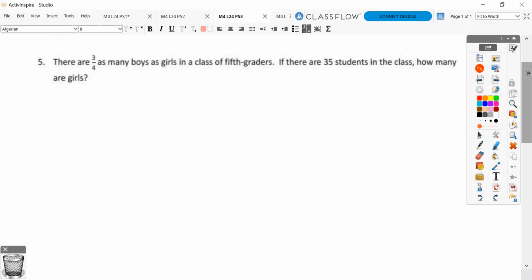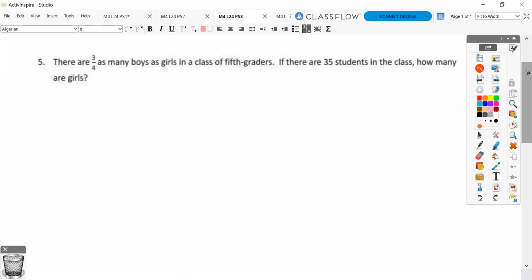Let's draw a picture though, right? Like always, let's do a tape diagram to represent this. All right, so there are 3/4 as many boys as girls in a class of fifth graders. Oh my goodness, girls. Whew. That's actually like Mrs. Elphas's class, but opposite, right? You guys have a lot of girls in your class. If there are 35 students in the class, how many are girls?